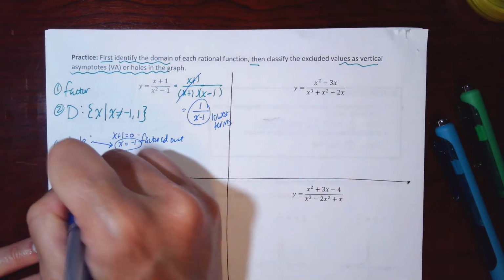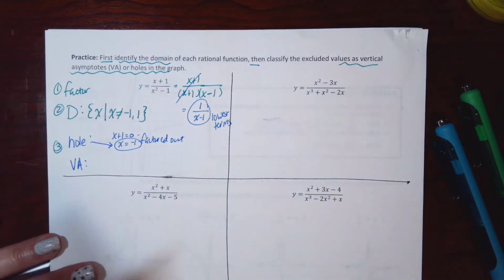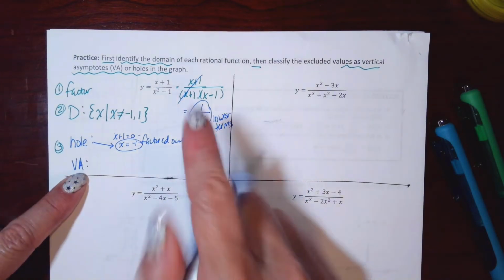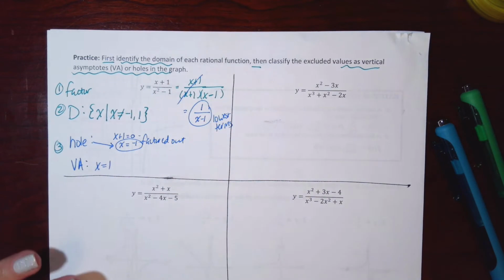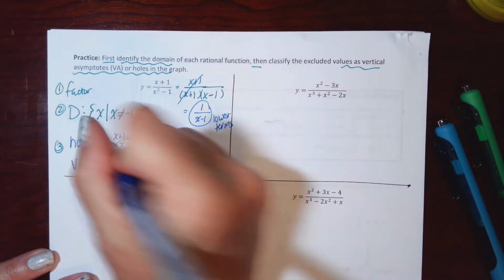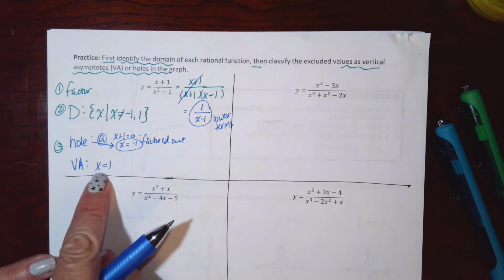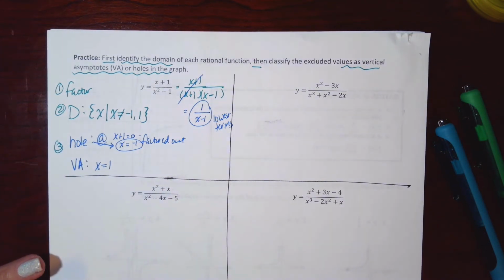The one that stayed put gives me a vertical asymptote. If negative 1 was my hole, then that means positive 1, x equals 1, is going to be the equation of my vertical asymptote. So I have a hole at the x value negative 1, and I have a vertical asymptote where x is equal to positive 1.